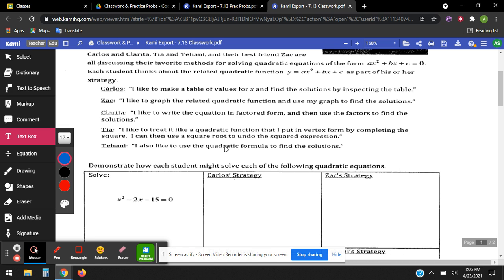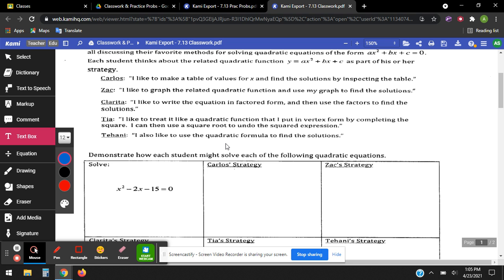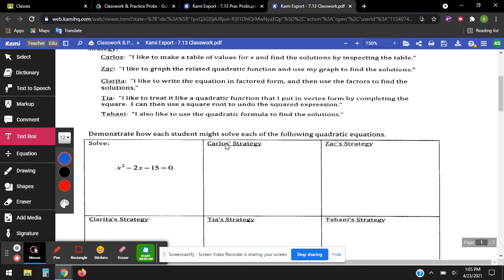Tia says, I like to treat it as a quadratic function that I put in vertex form by completing the square. I can then use the square root to undo the squared expression. Tahani says, I also like to use the quadratic formula to find the solutions. So we are going to practice each of their solutions.